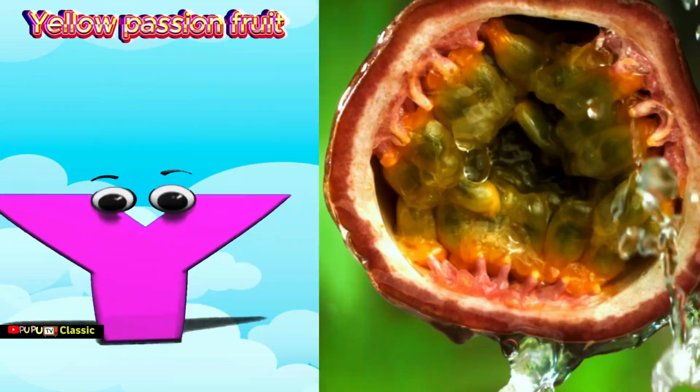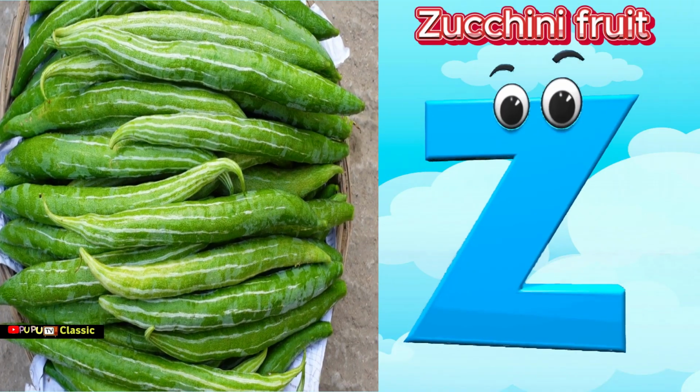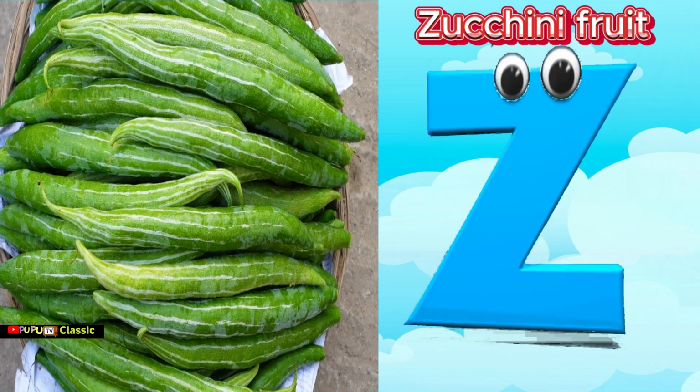Y is for yellow passion fruit, y, yellow passion fruit. Z is for zucchini fruit, z, zucchini fruit.